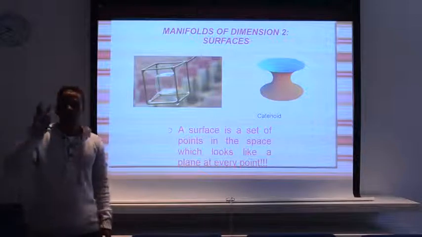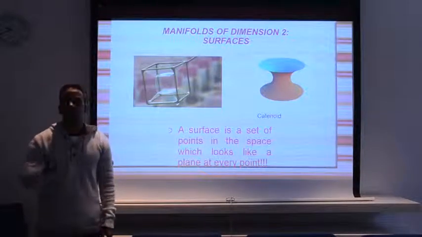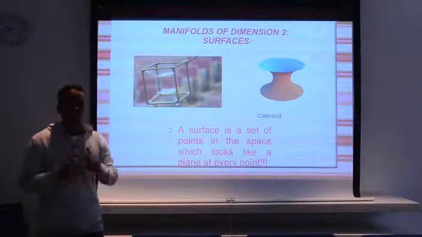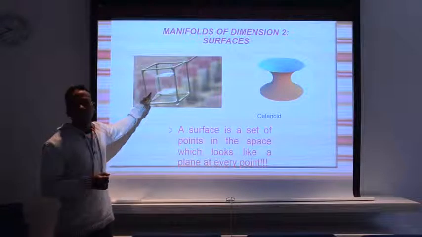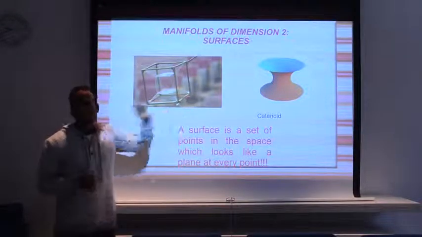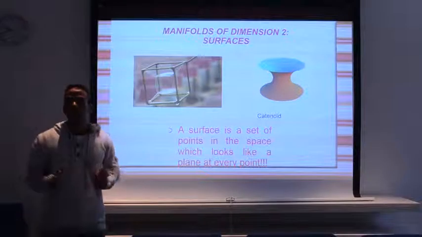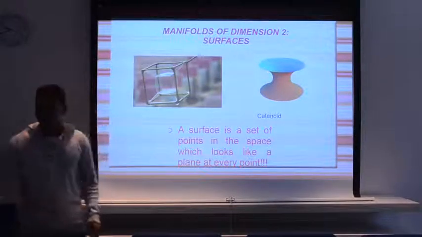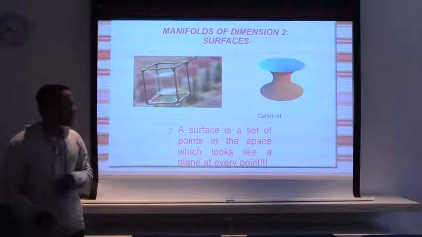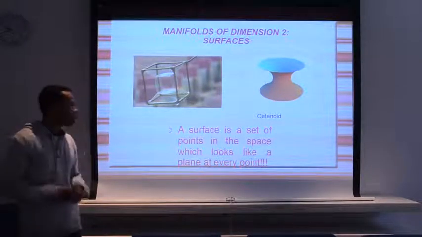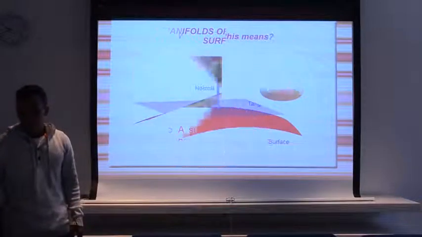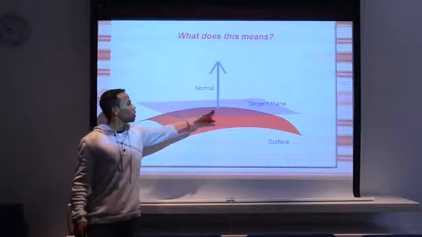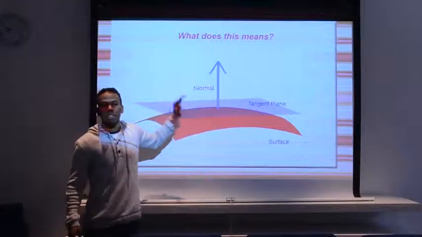Now we have the manifolds of dimension 2. Manifolds of dimension 2 are surfaces. Surfaces are, for example, spheres, tori, the surface of a soap film, paraboloids, and they look locally like a plane. The plane needs 2 coordinates to be described. So formally, a surface is a set of points in space which looks like a plane at every point. So this means here we are on the surface, and locally we see just a part of the plane, the tangent plane.